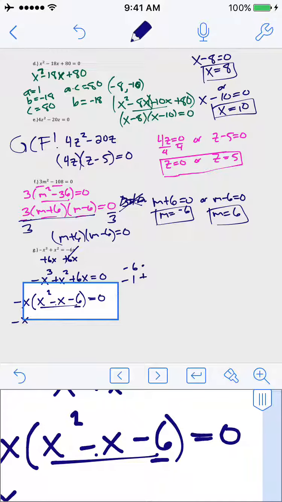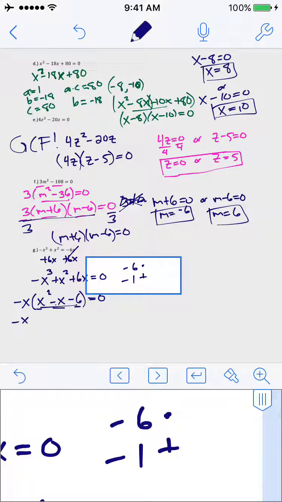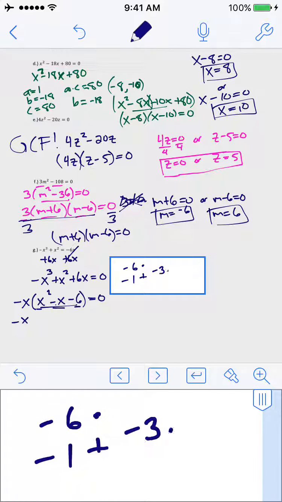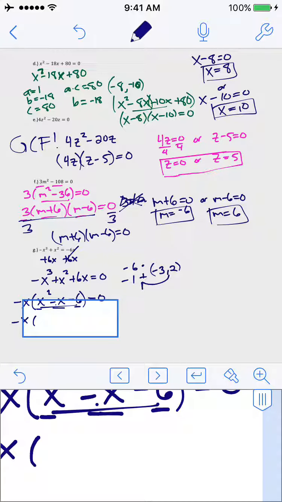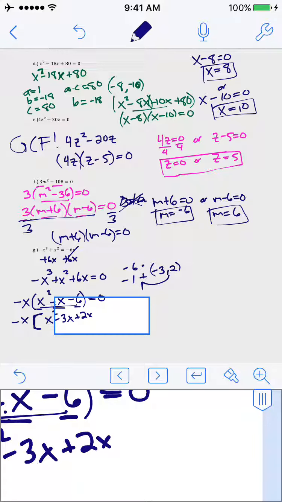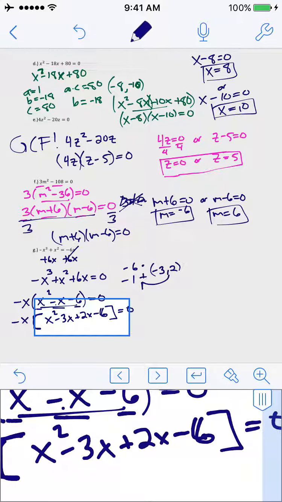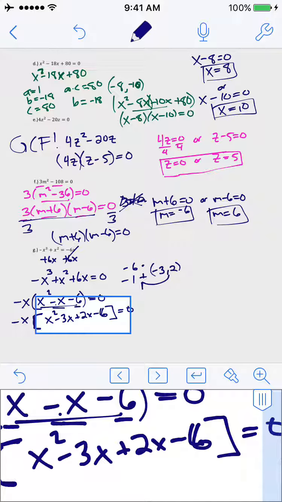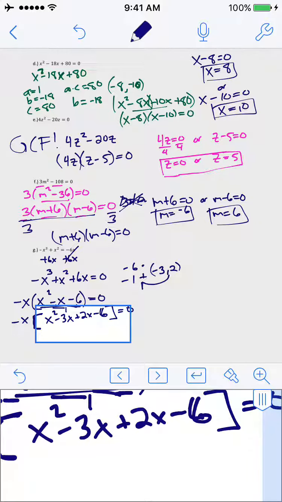So a times c is going to be negative 6. B is negative 1. Let's see. 2 and 3 are sounding good here. I think the 3 would have to be negative, and yep, we got negative 3 and positive 2. That would do that. So we have, let's do some brackets, x squared minus 3x plus 2x minus 6 equals 0. So that is this middle term undone. Everything else is the same. I've added some brackets. I just changed them for parentheses just because I felt like it. But all I've done is really separate that part. Factor by grouping.